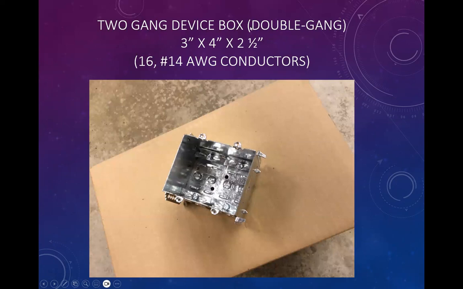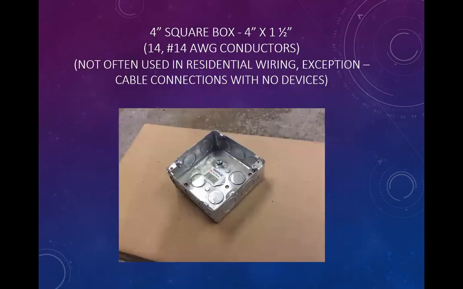Two gang device box, double gang box. See, 2 inches and 2 inches. So instead of being 2 inches for a single gang box, it's 4 inches wide for a double gang box. And that box can contain 16 14-gauge conductors based on the criteria that we talked about. A 4 inch square box can contain 14 14-gauge conductors.